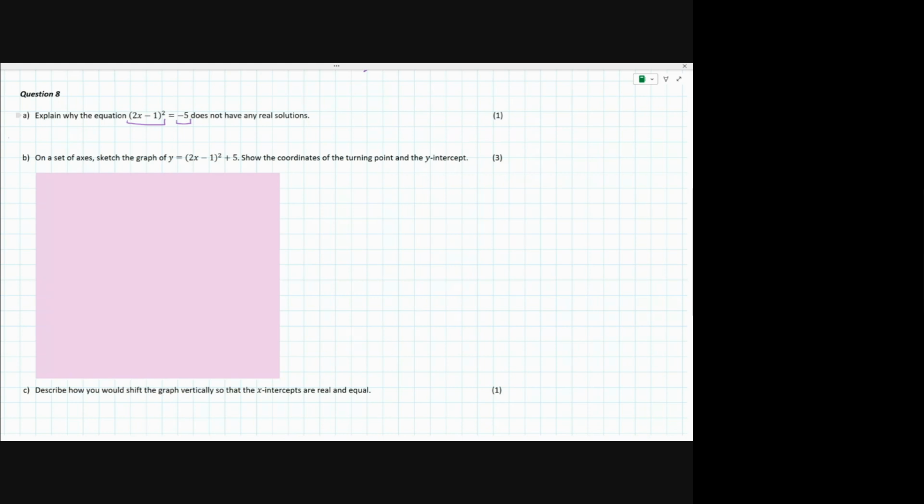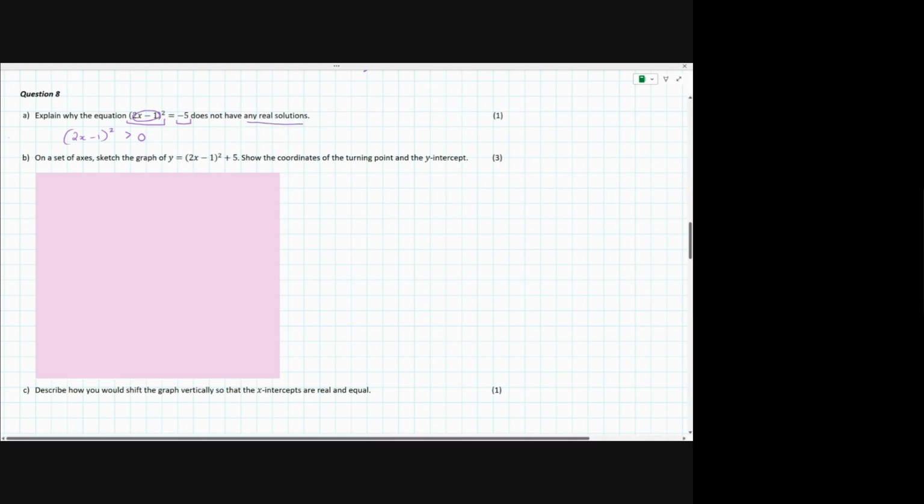Exactly. When we square a value, it doesn't actually matter what 2x − 1's value is. It could be positive, it could be negative, it could be a fraction, it could be a negative fraction, whatever. If we square it, we will never get a negative answer. It's just not possible, okay? So essentially, because 2x − 1 squared will always be positive, there is no real solution. It does say explain why, so you would need to give some sort of explanation. But essentially, it's because the value of a bracket squared can never be negative, and so it's not possible to have any real solutions.